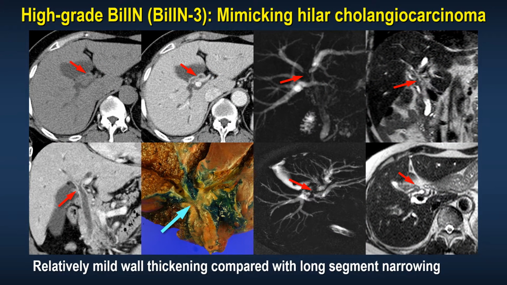In this patient with a history of treatment for CBD stone 8 years ago, narrowing and wall thickening of hilar ducts was suspected as hilar cholangiocarcinoma. On surgery, BilIN3, high-grade BilIN, was diagnosed. The fact that it shows a long segment wall thickening with unclear boundaries may be considered as a difference from invasive cholangiocarcinoma. Still, the differentiation would be difficult.